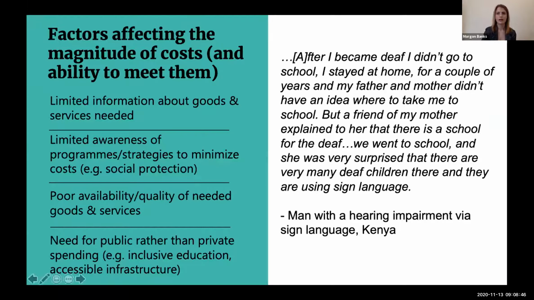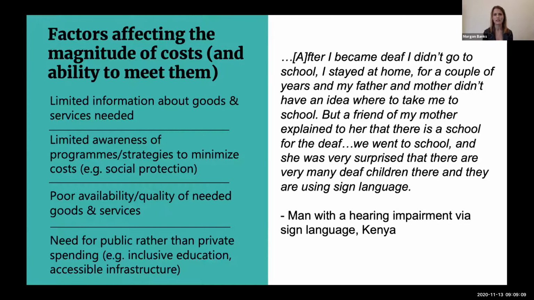There was also the impact of limited information about the types of goods and services that were needed. So this came out quite strongly in both settings. So it wasn't just about not having income, but it was about knowing what was needed, where to access it. And this was closely linked to the poor availability of these needed goods and services.